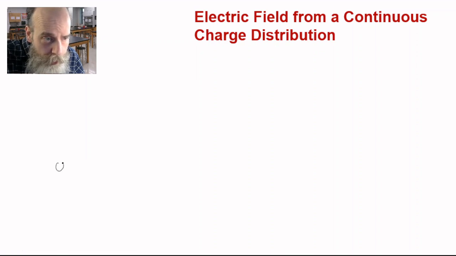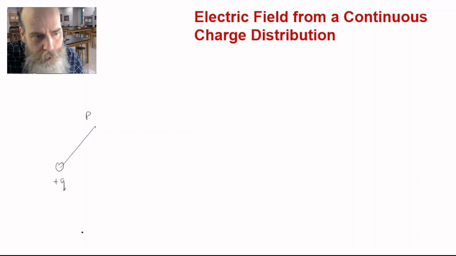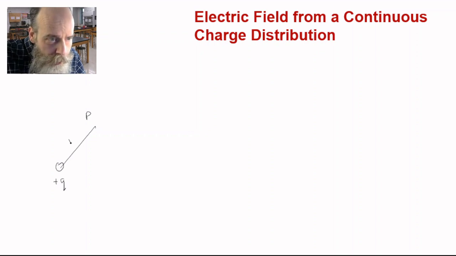Here's a point charge. Let's say it is a positive charge, plus Q. And we want to find the electric field at the point P over here. And this point P is a distance r from the charge Q.